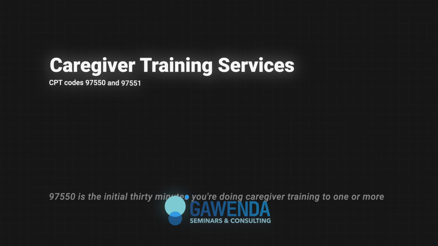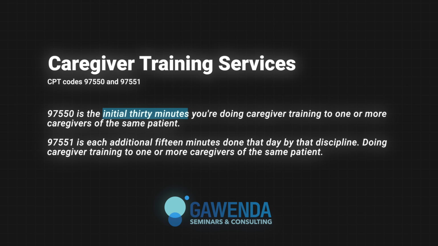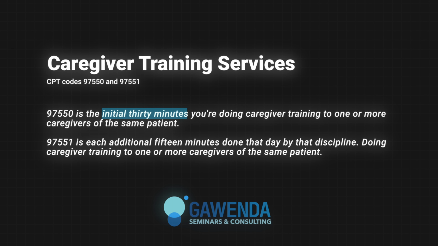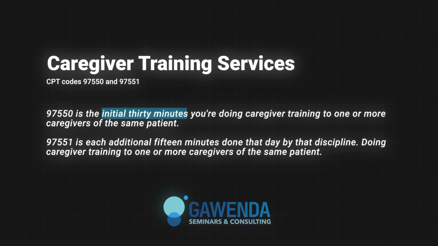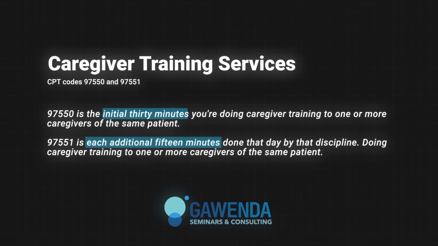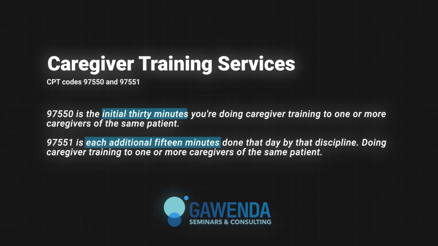That CPT code is untimed, and regardless of how much time you spend doing the caregiver training services to Amy and to Joy, you're going to charge each one of them 1 unit of 97552. Whereby 97550 is the initial 30 minutes you're doing caregiver training to 1 or more caregivers of the same patient, and 97551 is each additional 15 minutes done that day by that discipline, doing caregiver training to 1 or more caregivers of the same patient.